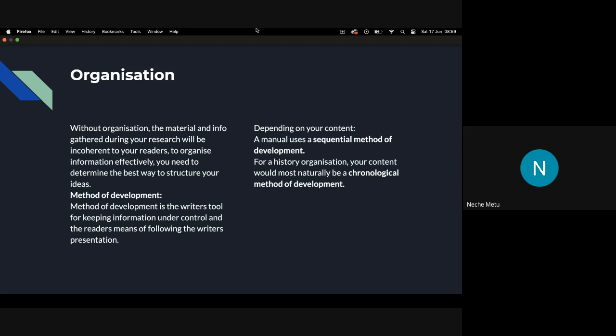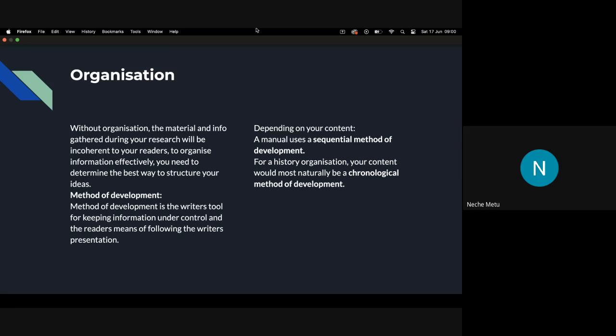So, for example, depending on your content, if I'm writing a user guide manual, the method of development will be the sequential method of development. That means sequential means 1, 2: do 1 first before 2, before 3, before 4. If you miss 1 and go to 2, you can't move to 3 or 4. So it actually is a sequential method of development.